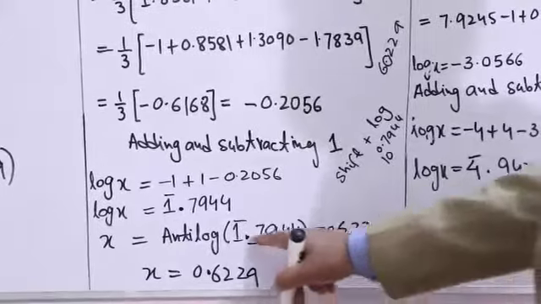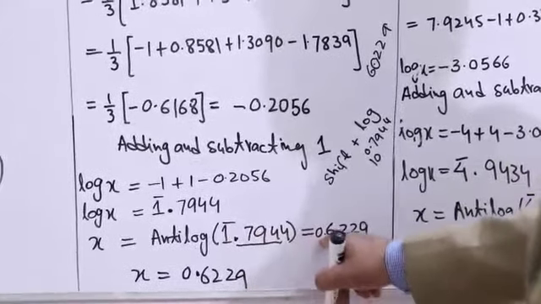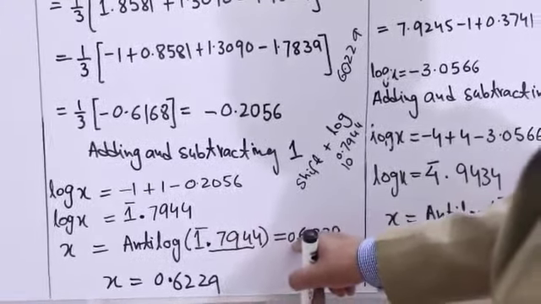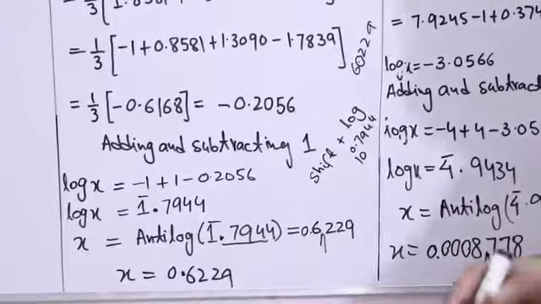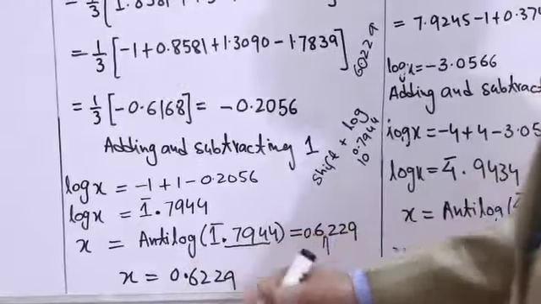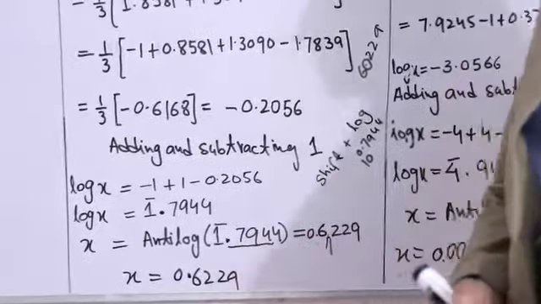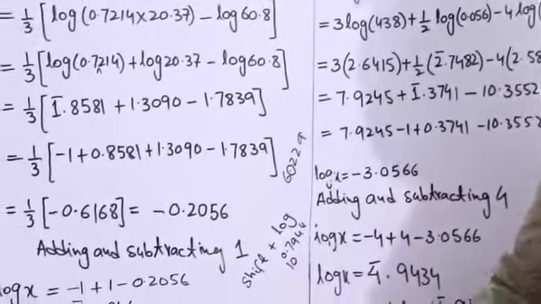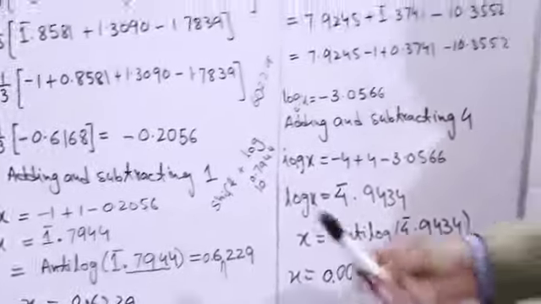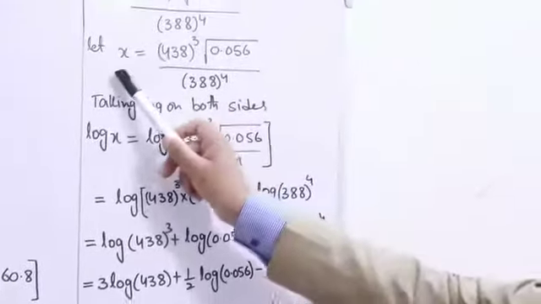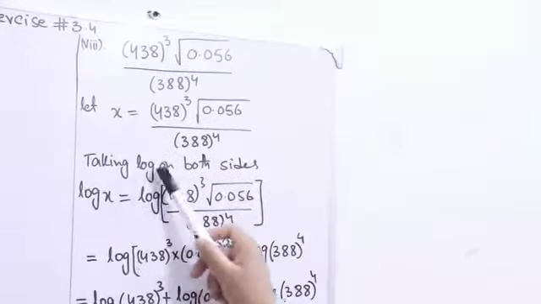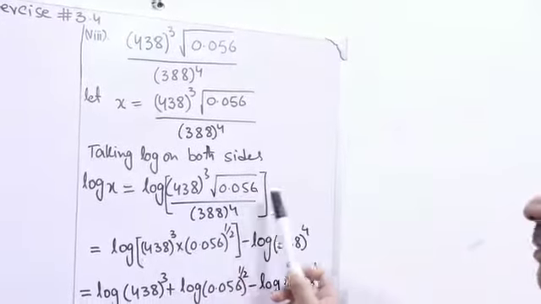Since this is minus 1, the decimal point will be on the left side. If it were positive, then the decimal sign would be negative. So this is the way we can find the anti-log of a number. Now part 8: given here that x is equal to this, taking log on both sides in a similar way.